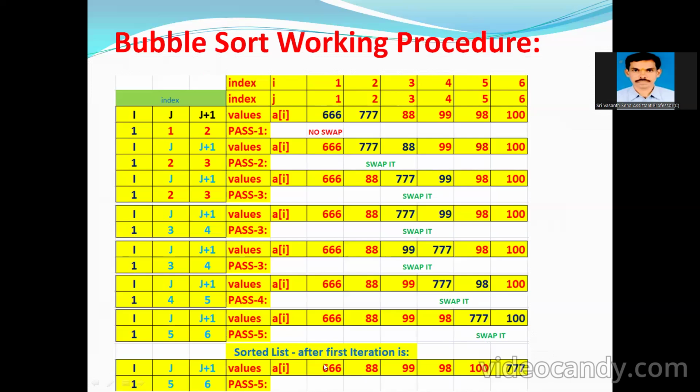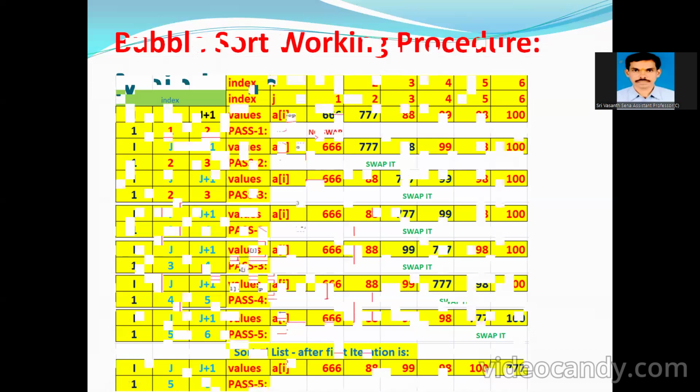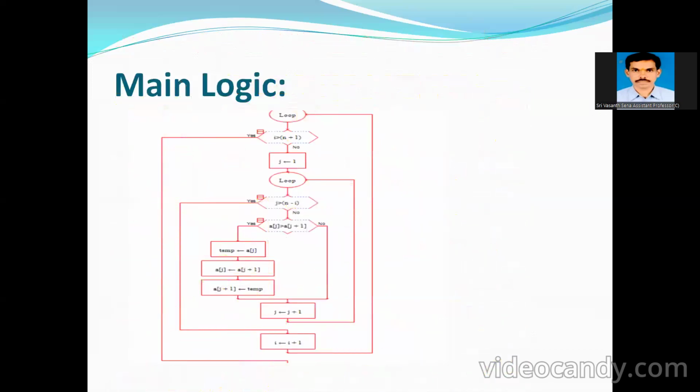Right? So after first iteration, the biggest element goes to this last position. In this way, only n minus 1 elements will be there. After second iteration, we need to consider n minus 2 elements. After third iteration, we need to consider only n minus 3 elements. So this process is repeated until all the elements are sorted.